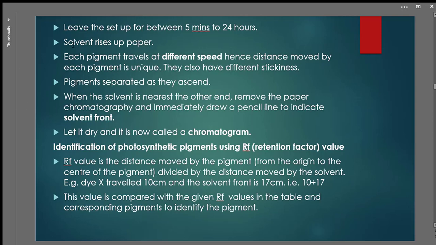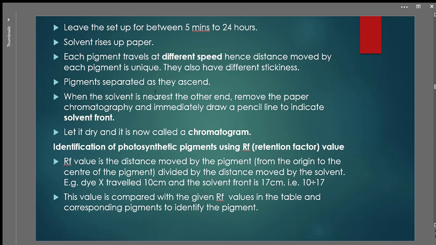Now, my third point here is that each pigment travels at different speeds. Hence, the distance moved by each pigment is unique. They also have different thickness. They are traveling at different speeds because of the differences in thickness and solubility. The pigments are separated as they ascend because of the different speeds they are traveling, due to the different solubilities they have and thickness to the adsorbent material.